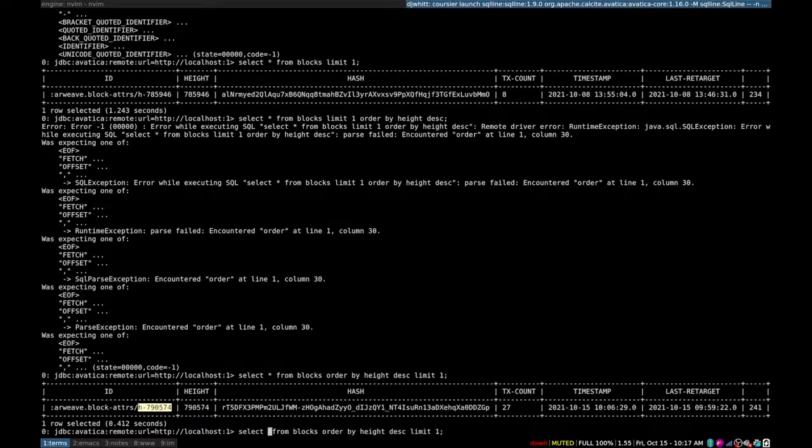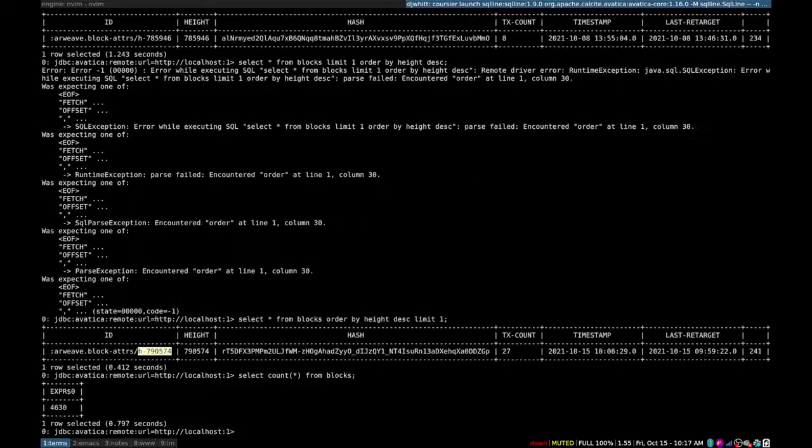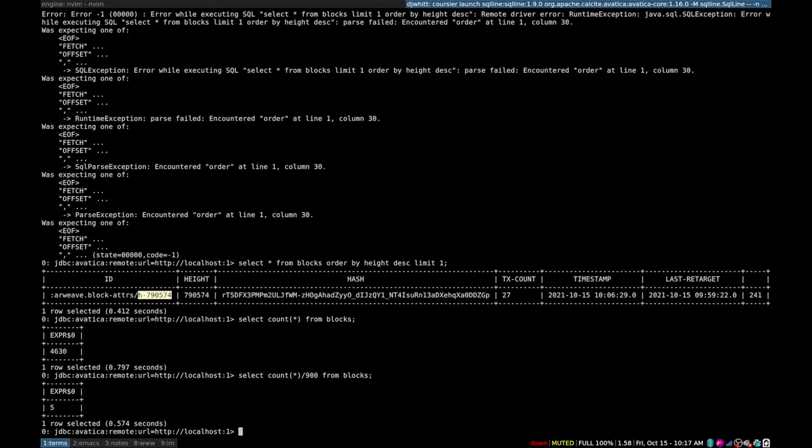How many of these do we have in here? Count star. No need for a limit on that. No order by. Trying to think. Count star, divide that by 5. Does that make sense? Seems low to me.